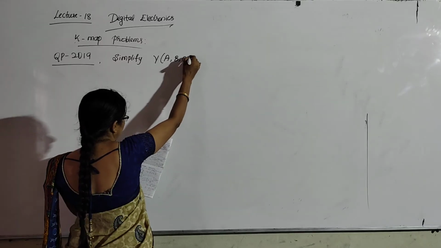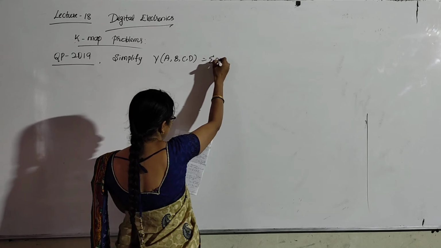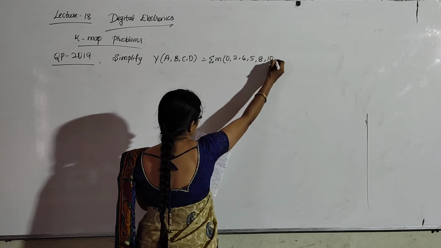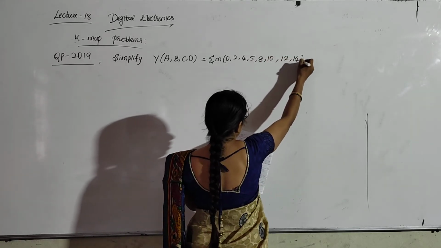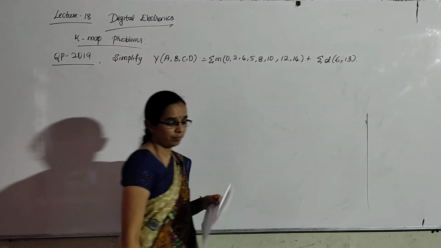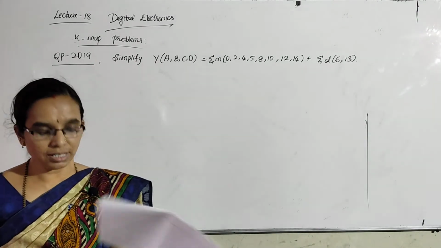Question paper 2019 problem, it was: simplify the Boolean expression using K-map, sigma m 0, 2, 4, 5, 8, 10, 12, 14 plus don't care conditions 6 and 13, and write the logic circuit for the simplified expression.